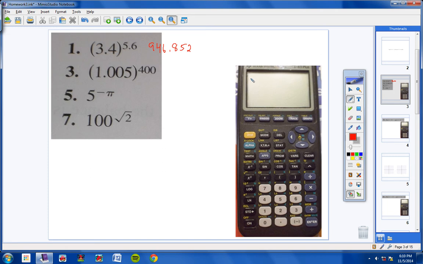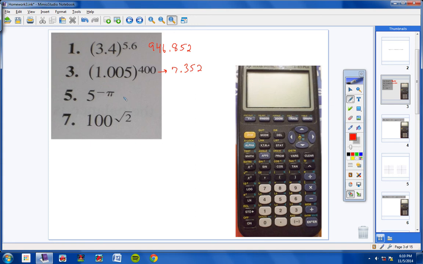We would type into our calculator 1.05 and then arrow and then 400. The arrow button again is right here. Let me grab my calculator. 1.005 to the 400th power, and that would be 7.352 if you round to 3 decimal places. So 7.352.